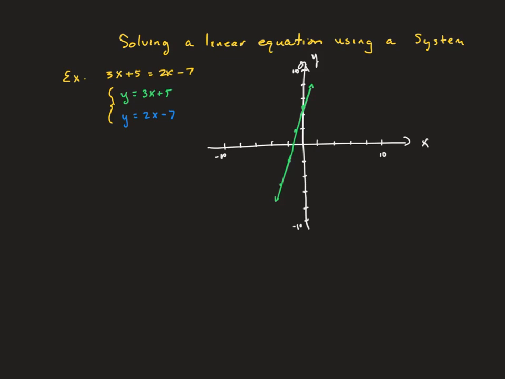So I have my slope there, and I've drawn in my line, and as I go to do this second equation, I will start off at negative 7, my y-intercept, and I'm going to go up the slope of 2. 1, 2 over 1, 1, 2 over 1.